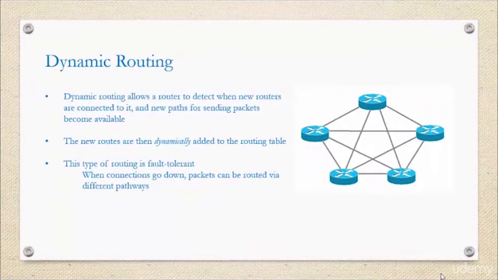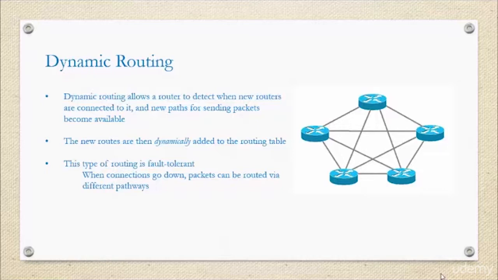With dynamic routing, routes change, right? Dynamic routing allows a router to detect when brand new routers are connected, and this means new pathways are available, right, for sending packets. And so routers then add them to the routing tables dynamically, right? And so it's automatically updated. And that's what dynamic means, right?